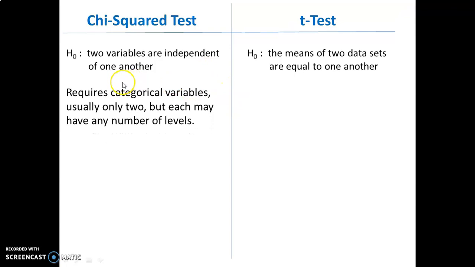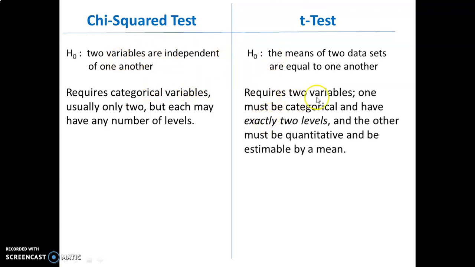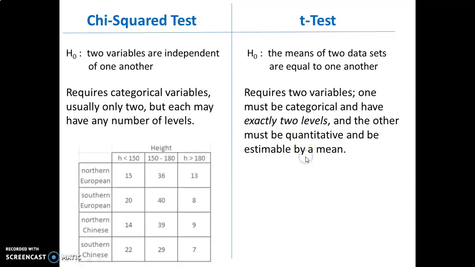So the chi-squared test requires categorical variables, and that means we have categories on each axis, and we saw that with the chocolate, milk, dark chocolate, and so on, and the gender. Those are categories there. And it says usually only two categories, but each may have a number of levels. In the t-test, it requires two variables. One must be categorical, so one of the variables is in categories and has exactly two levels, and the other must be quantitative and estimable by a mean. So let me show you what that means in terms of data.